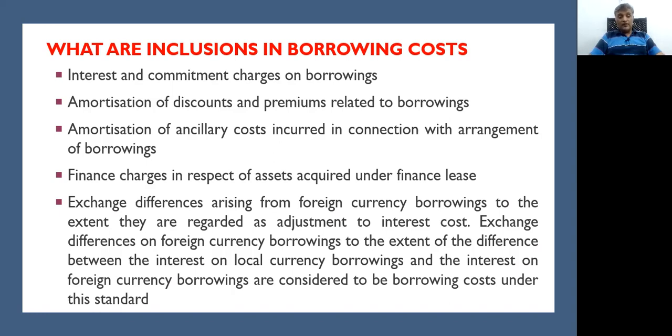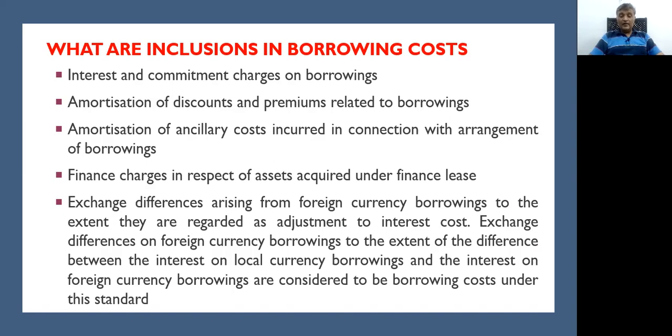Even exchange differences arising from foreign currency borrowings, to the extent they are regarded as an adjustment to the interest cost. What is that adjustment? If you have exchange differences, one portion will be accounted for under AS 16 as borrowing cost. We all know under AS 11, the exchange differences are handled. But one portion of the exchange differences will go to AS 16 and the remaining portion will go to AS 11.